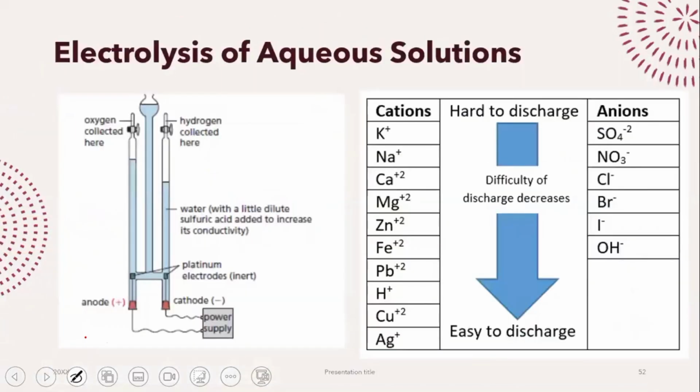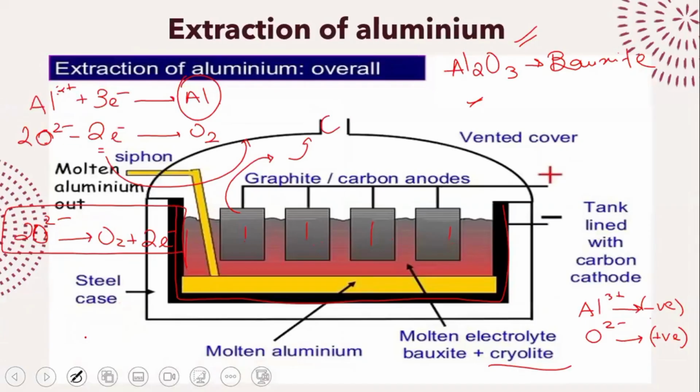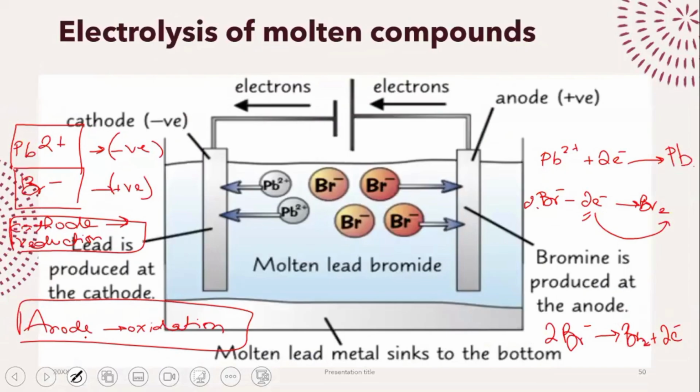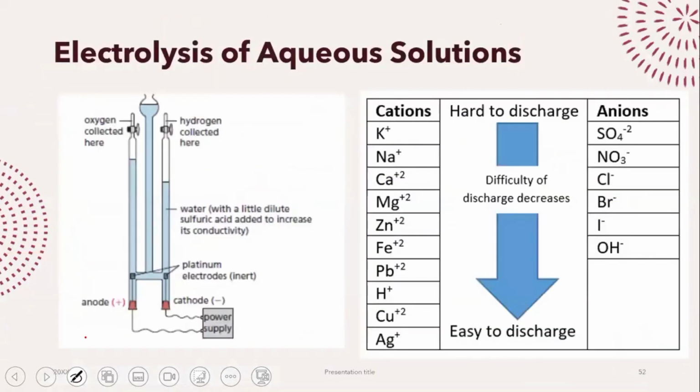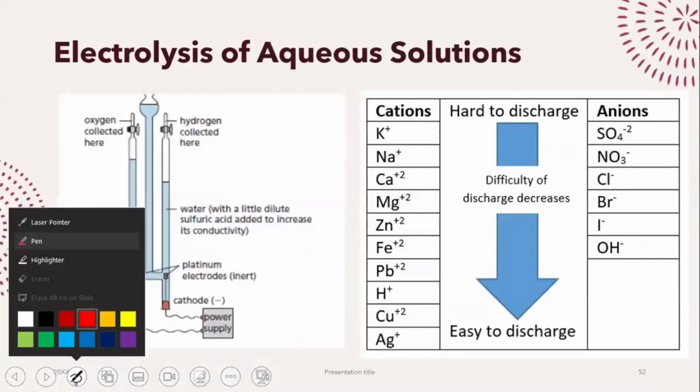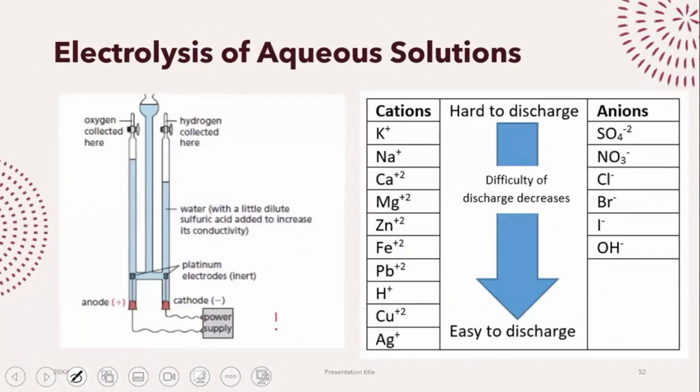Now, this was the easy part of electrolysis. You know why? Because you guys are taking a look at molten solutions. In molten solutions, we only have two ions, positive and negative. Lead bromide, aluminium oxide. But what happens when you get to an aqueous solution? What if you have, for example, sulfuric acid, H2SO4? Now what?